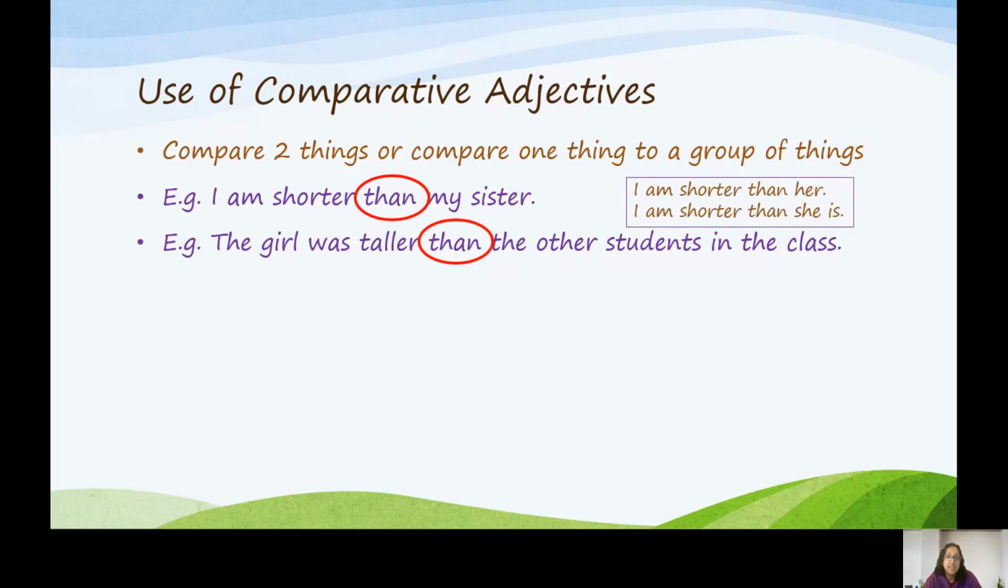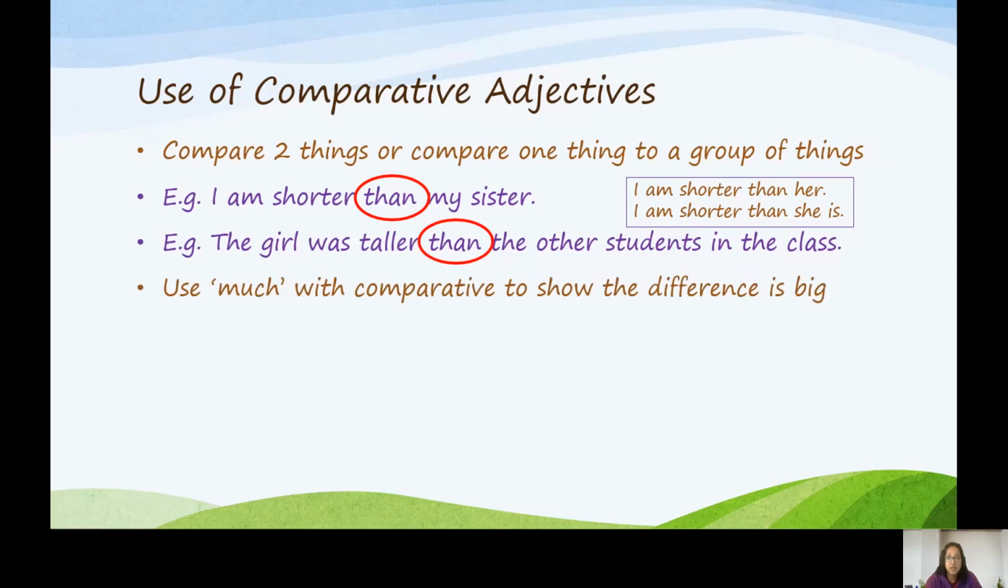We can say, I am shorter than her, so we can replace the noun with a pronoun, but it must be an object pronoun. If we use the subject pronoun, she, we need to use an auxiliary verb with it. So I am shorter than she is.